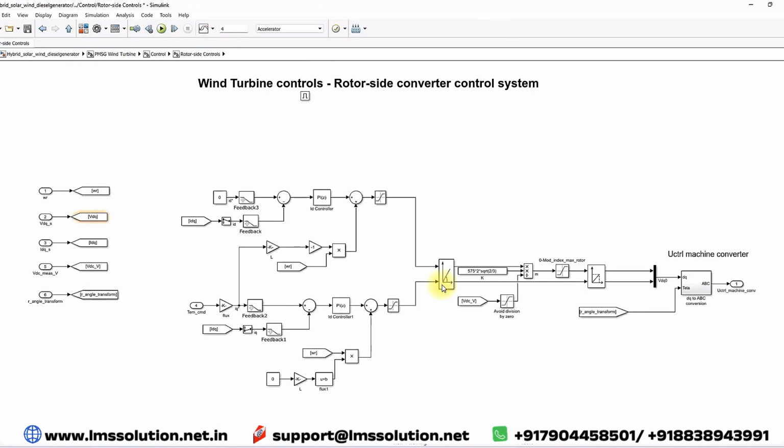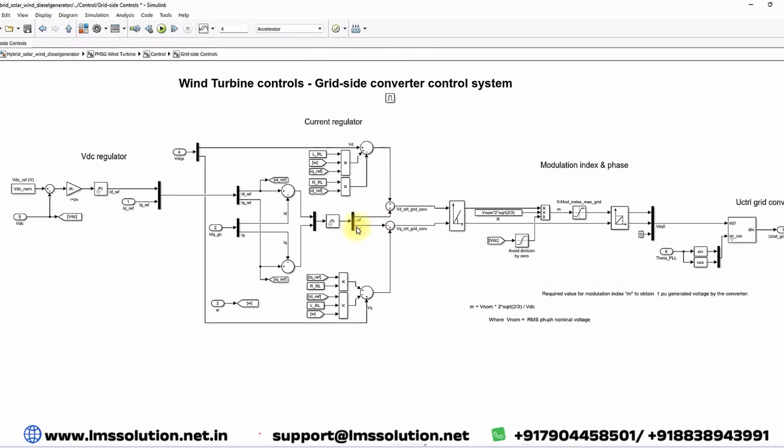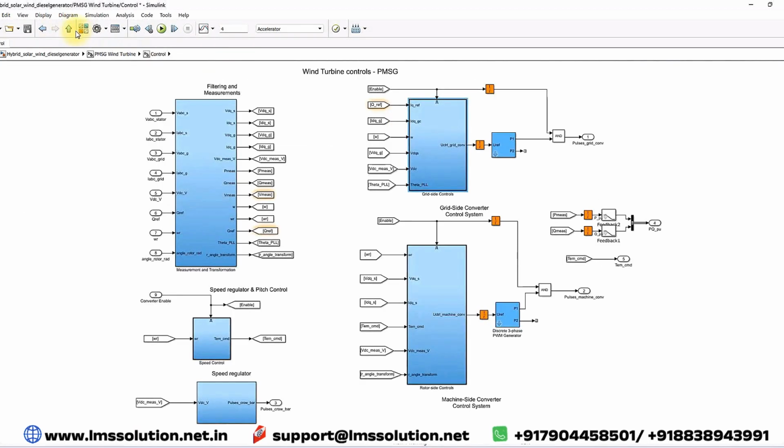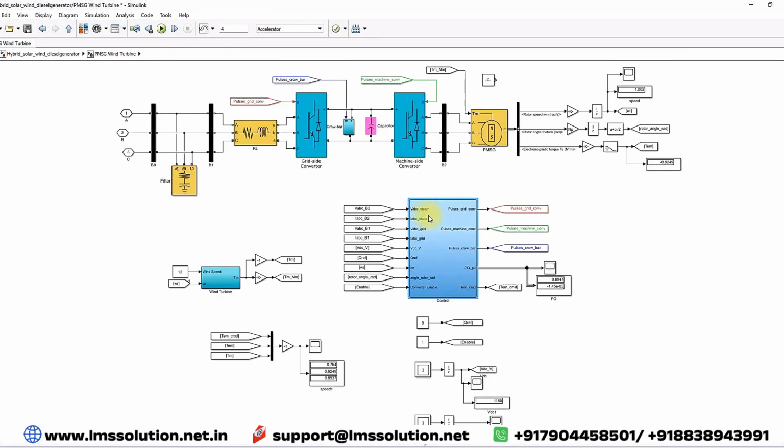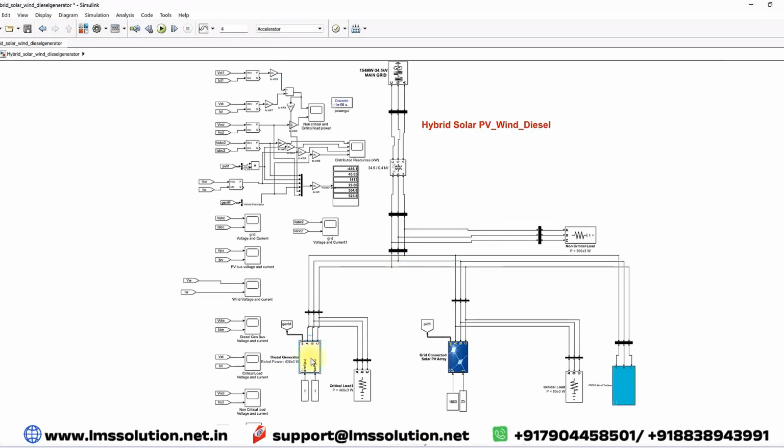Inside, you can see this is the rotor side control. Here we are using the feed forward decoupling control concept, and on the grid side we are also using DQ control, feed forward decoupling control by the DQ control method. Both controls generate the control signals for the machine side converter and the grid side converter, and transfer the power from the wind generator to the grid side.